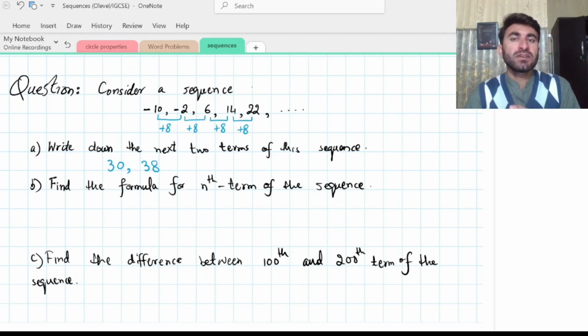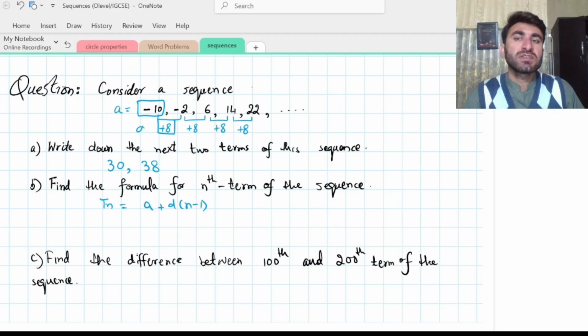So as we see, the first difference sequence is a constant sequence, so it is a linear sequence. And in case of a linear sequence, the formula for nth term is a plus d times n minus 1, and a is the first term of the sequence, which is minus 10 over here, and d is the common difference, which is positive 8 over here.